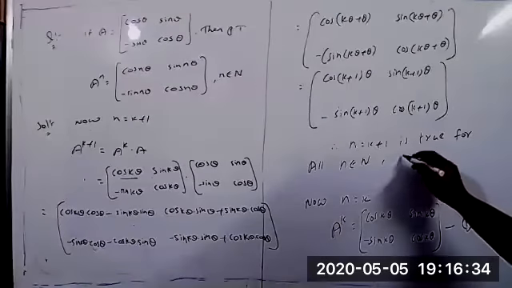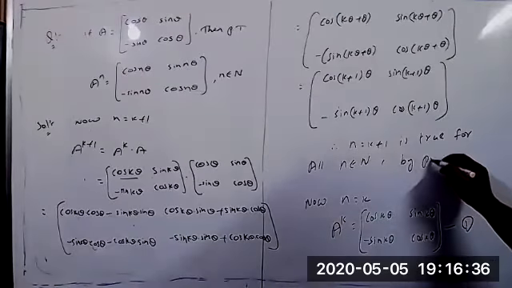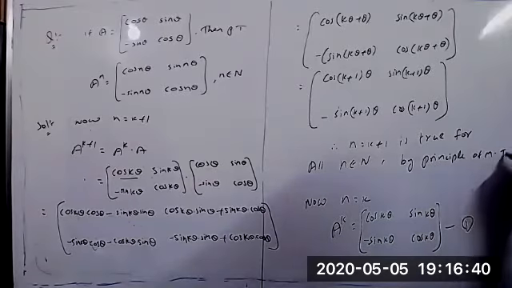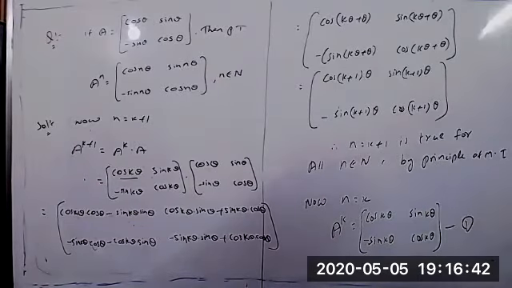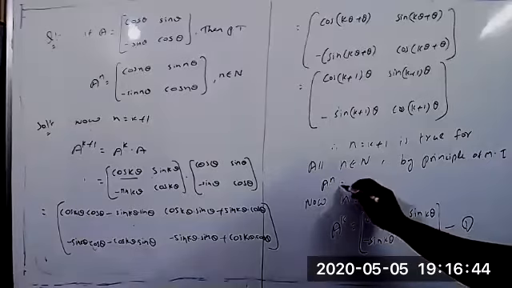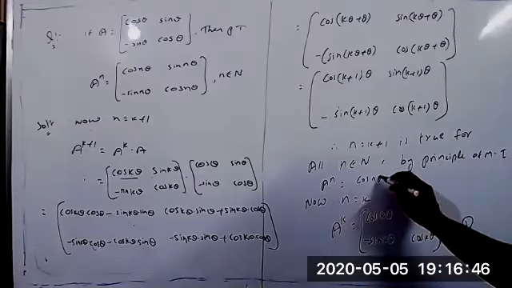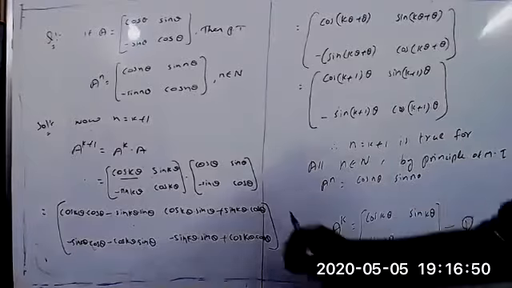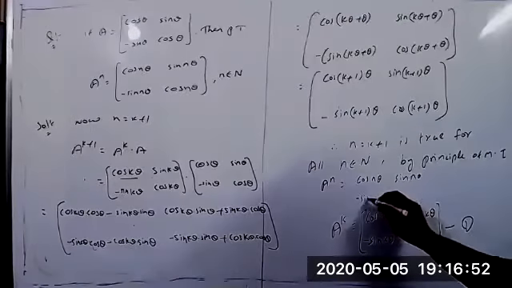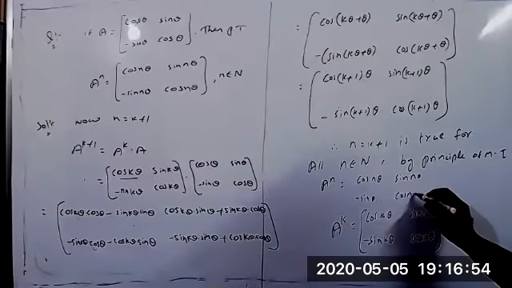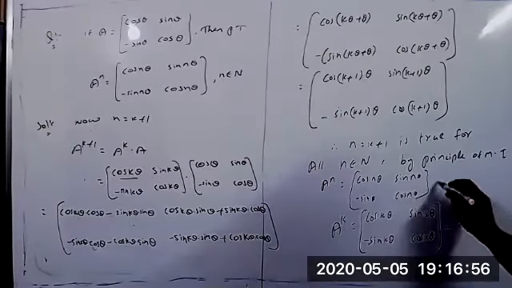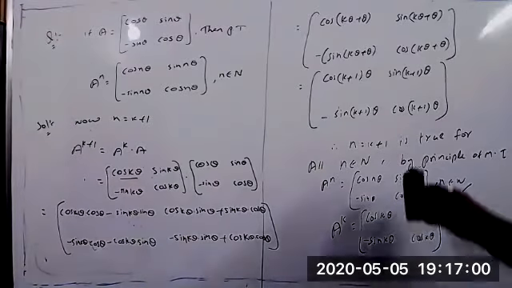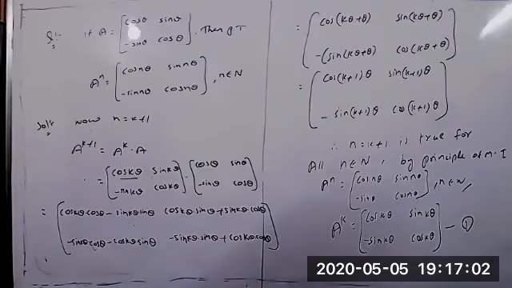So therefore, by principle of mathematical induction, A power n equal to cos n theta and sin n theta and minus sin n theta and cos n theta, for all n belongs to natural numbers. This is more clarity, you can write.